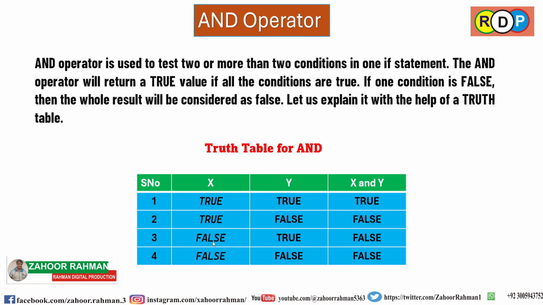And if the first condition is false and the second condition is true, then the result will be considered as false, and the next statement immediately after the if will not be executed because the whole condition is false. Similarly, if both the conditions are false, then it means that the whole result obtained from the expression will be considered as false, and the statement after the if statement will not be executed. Okay, that was the whole story about the AND.